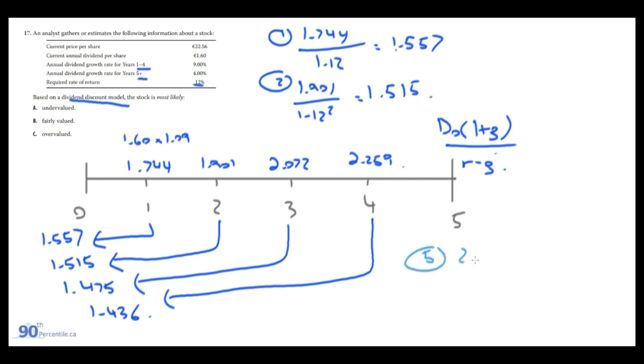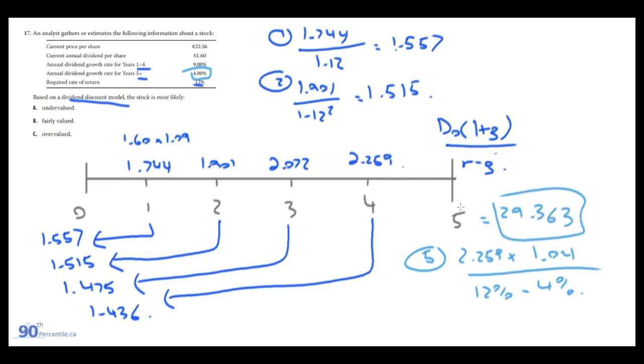It's going to be the 2.259 times the growth rate. But now we're not using the 9%, we're using the 4% because this is the assumed growth rate for years 5 onwards. So times 1.04 divided by R, which is still the same, 12%, subtract this growth rate as well, so 4%. So when we run this, what we get is a value of 29.363. Okay. But this isn't the value as of year 5. This is actually the value as of year 4.